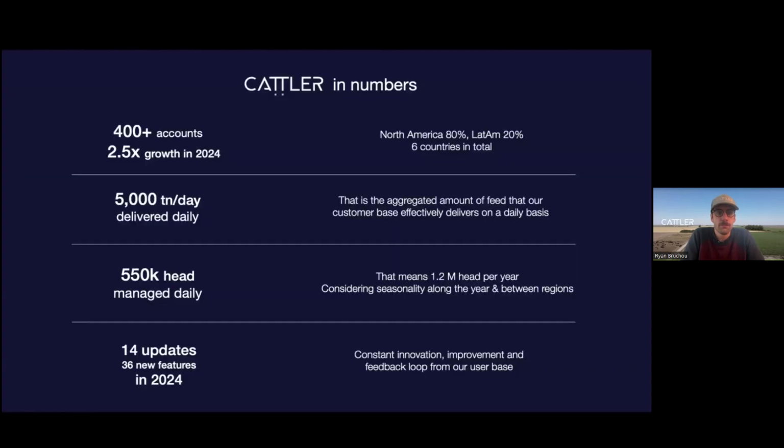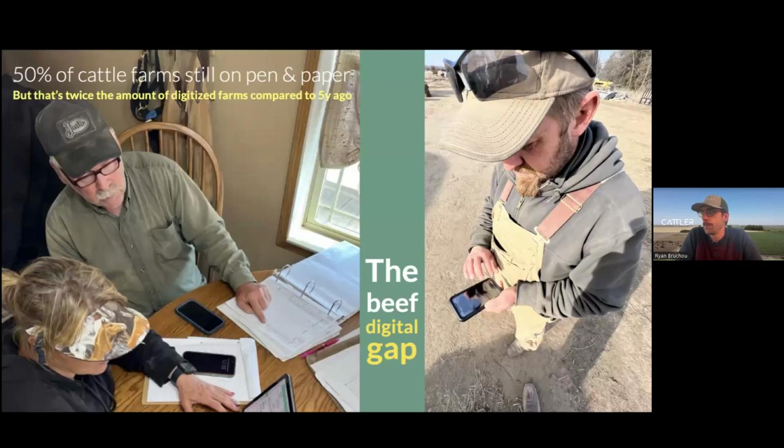So this is the same presentation. A little bit of Cattler and numbers. This is where we're at right now. Cattler is across 6 different countries worldwide. We are mostly in the United States, but have quite a big presence around Latin America as well. Over the last year, we've had 14 updates and roughly 36 new features. Those are all member requested features, which makes it even more important.